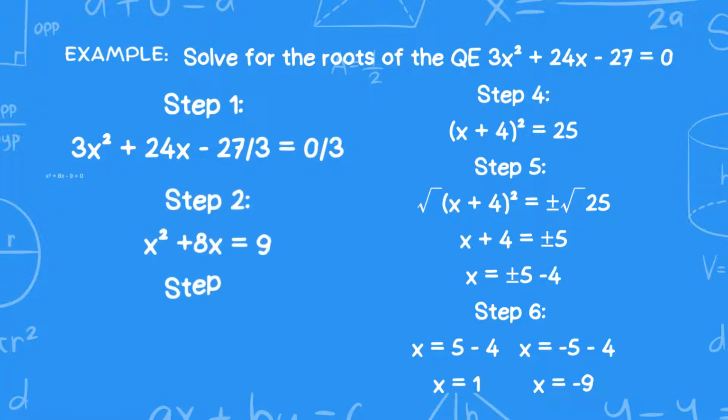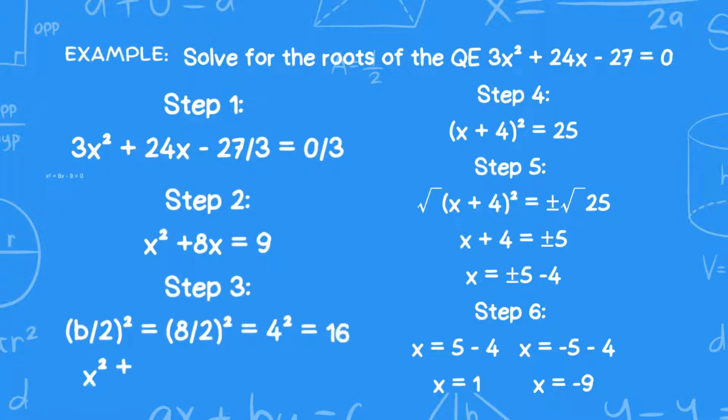For example, the given quadratic equation is 3x squared plus 24x minus 27 equals 0. For step 1, we only have to divide the equation by the value of a, which is 3. 3x squared divided by 3 is x squared, 24x divided by 3 is 8x, negative 27 divided by 3 is negative 9, and 0 divided by 3 is 0. So the resulting equation is x squared plus 8x minus 9 equals 0.